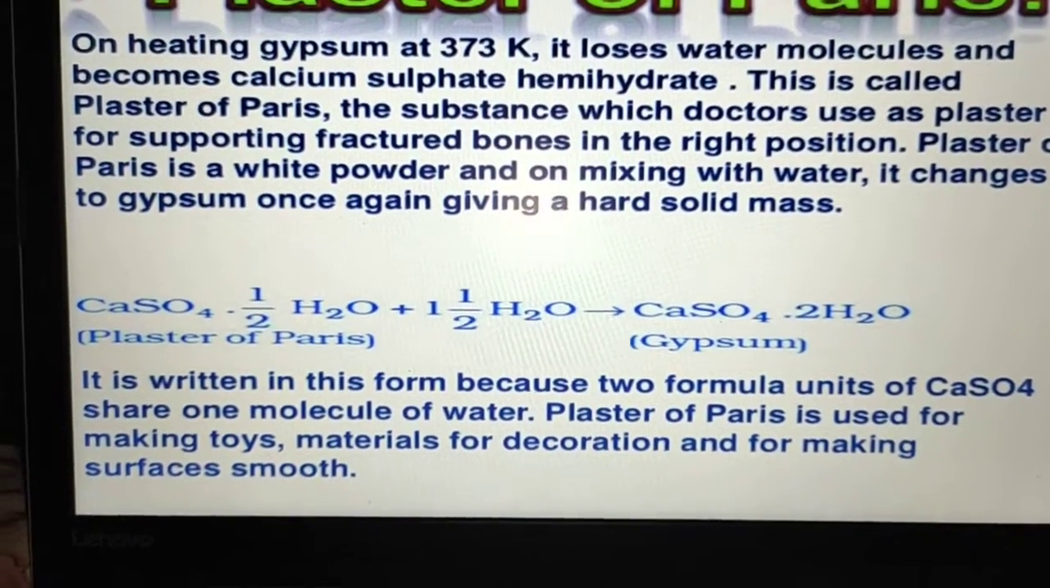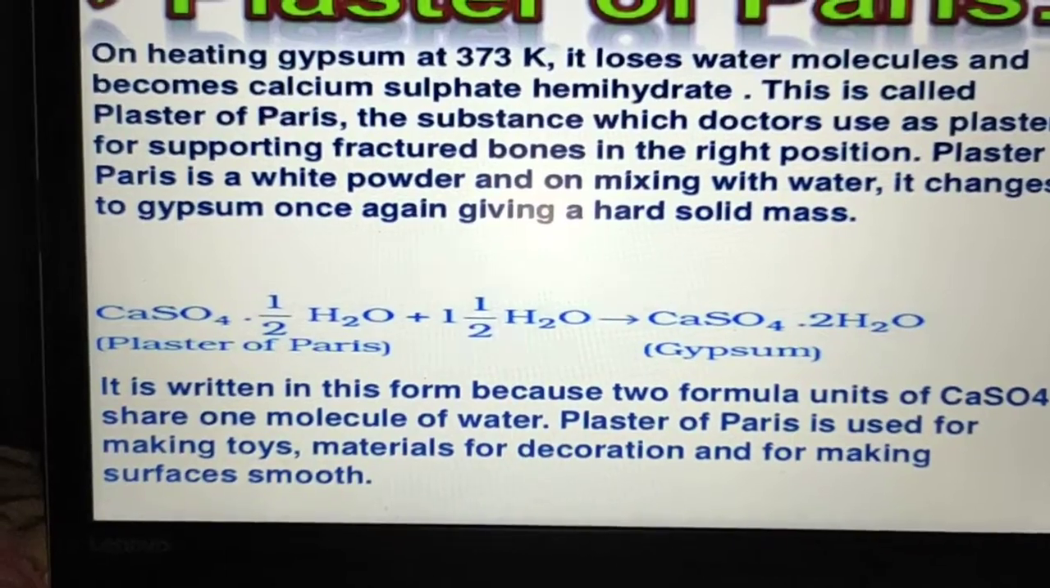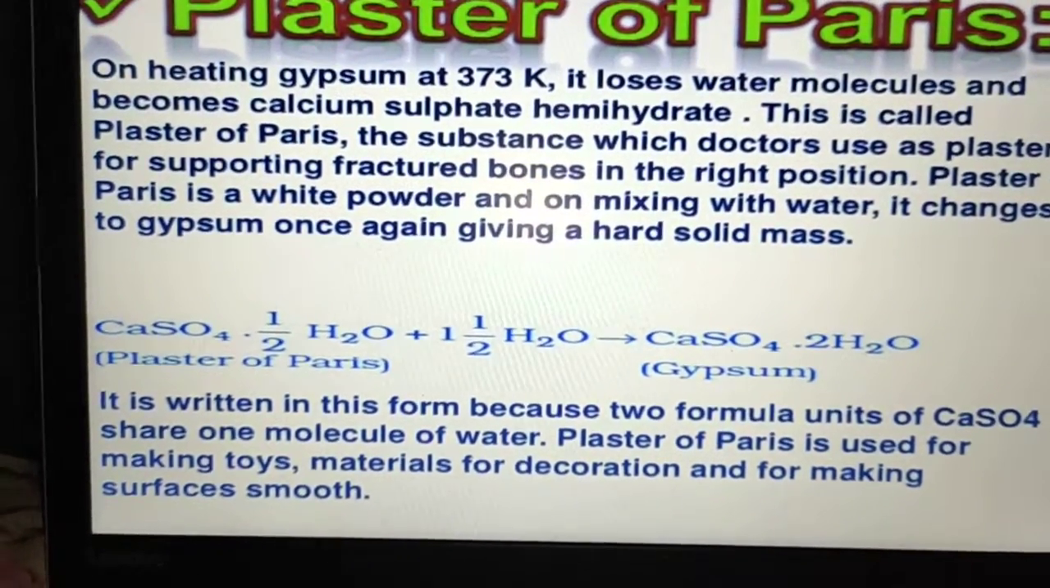Plaster of Paris is used for making toys, materials for decoration, and for making the surface smoother.